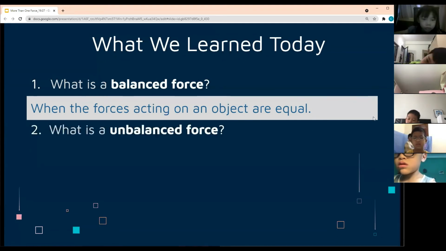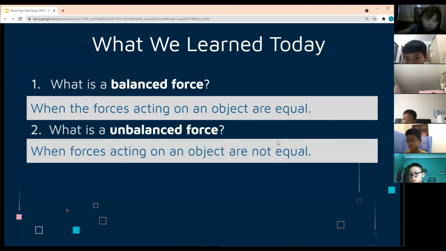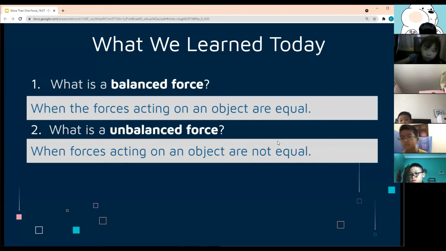Okay, number 2, what is an unbalanced force? Jackie, what is an unbalanced force? An unbalanced force means when an object pulls or pushes, it's not equal. Yeah, when it's not equal. Jackie, can you read the answer for me? When the forces acting on an object are not equal. Good job, Jackie. You got it correct.